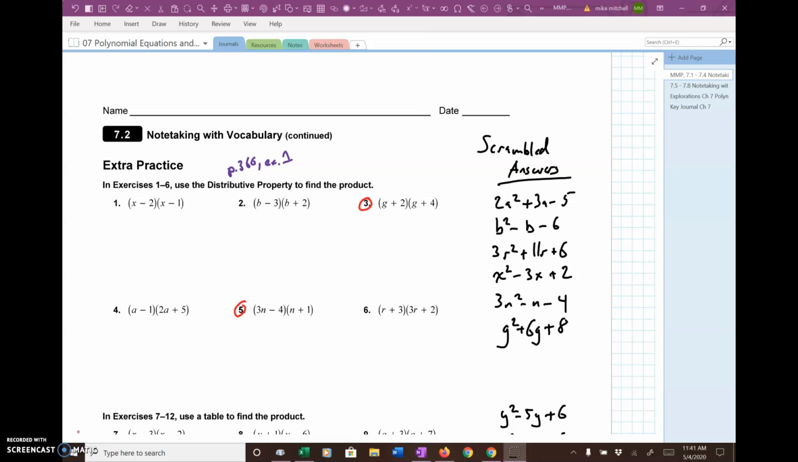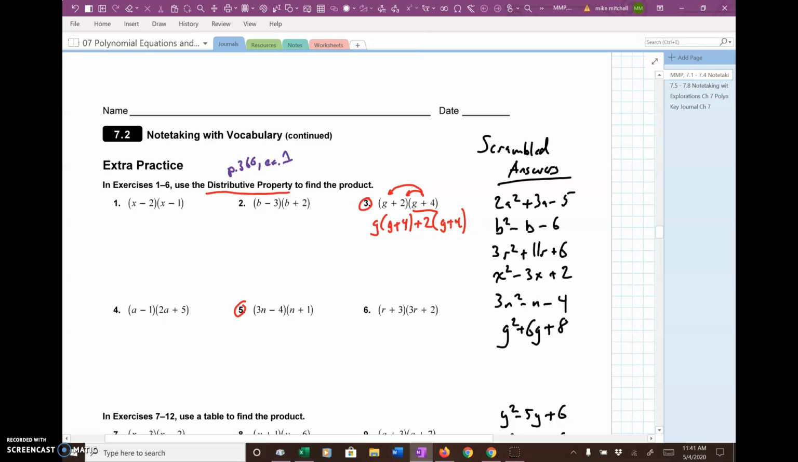In exercises 1 to 6, use the distributive property to find the product. So we have it asking for a specific method here. Page 366, example 1. I expect to see these steps. I'm going to use the method that they show in A. And I'm going to take this back part, this whole thing, and distribute it times these numbers up here. So I'm going to get that first number g times g plus 4. And then I got a plus sign, 2 times g plus 4.